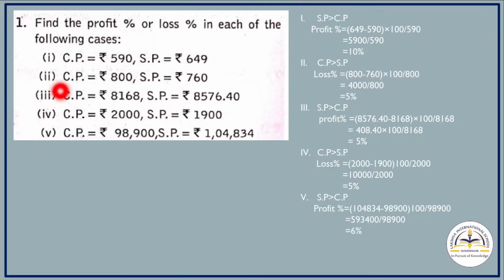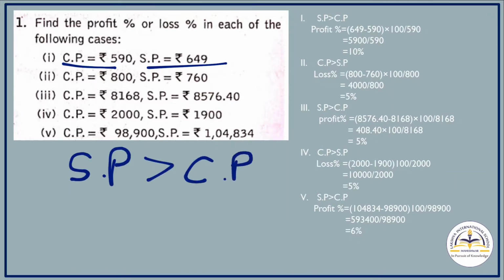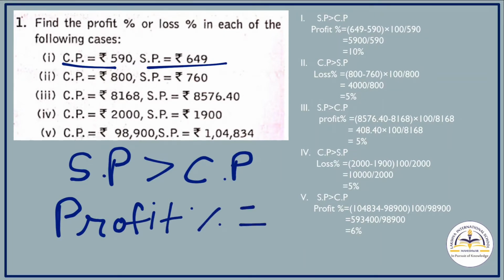Question number 1: find the profit percent or loss percent in each of the following cases. Now in this question we have to find out the profit percent or loss percent. For the first question, the cost price is 590 and selling price is 649. It means the selling price is greater than the cost price, so we got a profit. So we have to calculate the profit percentage.